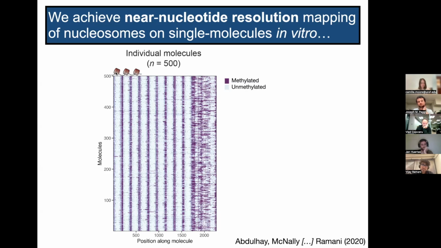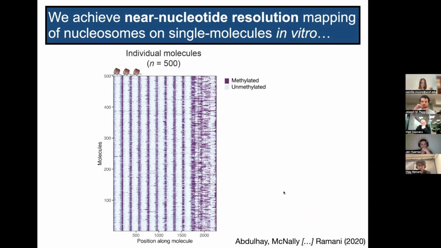But we were able to compute what our error was for positioning the dyad and measuring linker lengths using this control data. And we could safely conclude that our approach really gives us near nucleotide resolution of where nucleosomes are on single molecules at very high throughput. This is just a few hundred molecules, but this scales to millions of molecules. And this can be done in vivo as well. And we've published, as I'll show you in a little bit, a fair bit of work on this.